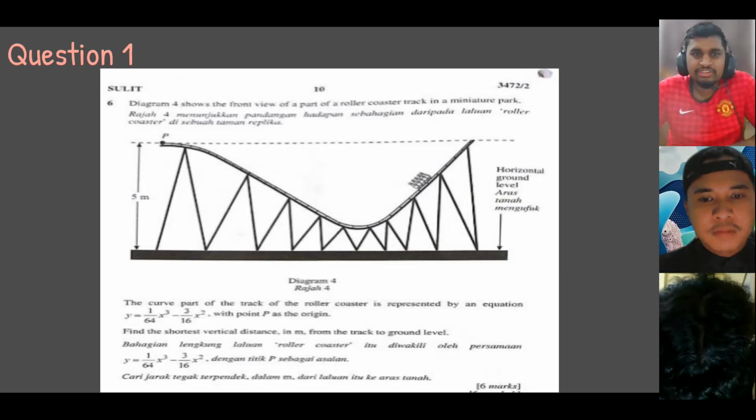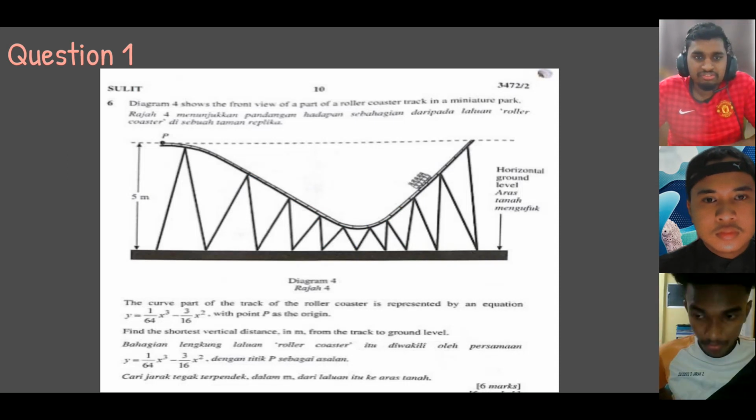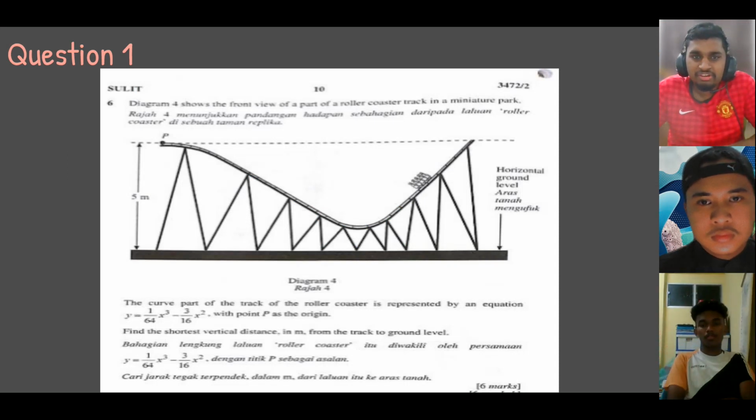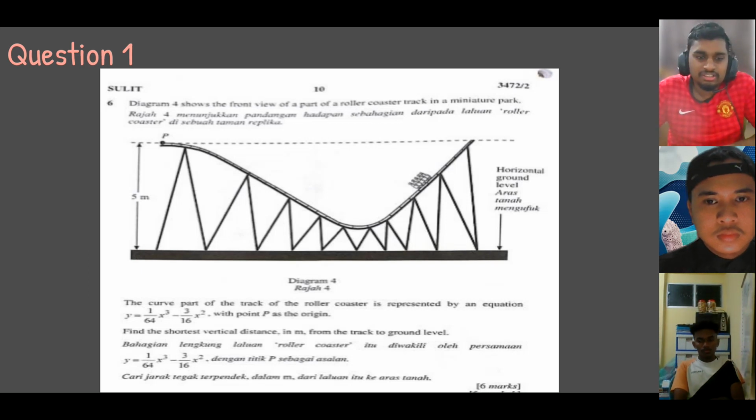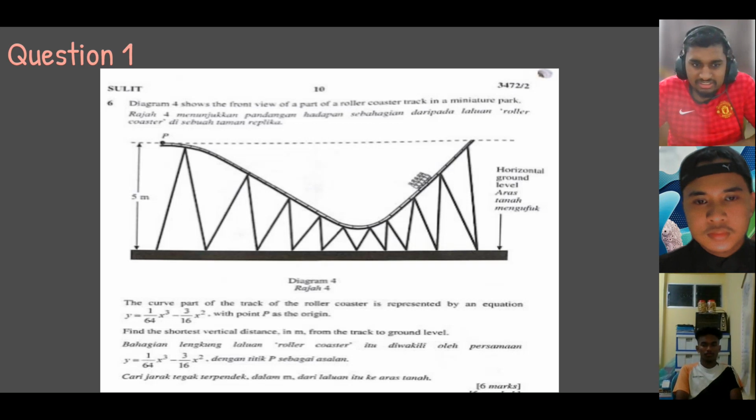Now we're going to see question 1. Diagram 4 shows the front view of a part of a roller coaster track in a miniature park. The curved part of the track of the roller coaster is represented by the equation y equals 1/64 x^3 minus 3/16 x^2, with point P as the origin. Find the shortest vertical distance in m from the track to ground level.